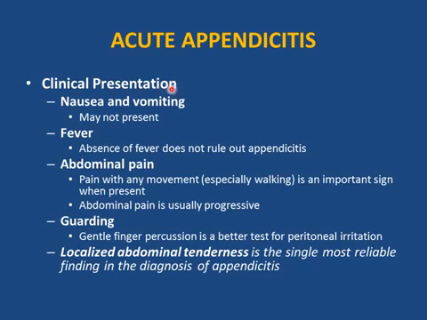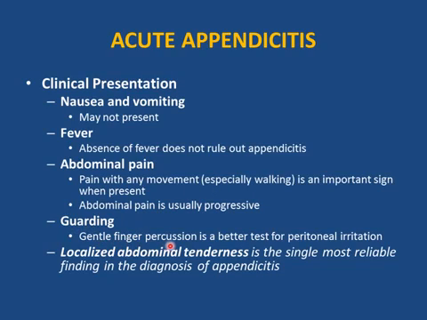Classic presentation of acute appendicitis: nausea and vomiting, but nausea may not be present, and absence of nausea or anorexia does not rule out appendicitis. Fever is classic or common with appendicitis, but absence of fever does not rule out appendicitis. Abdominal pain. The pain is classically worse with any movement, especially walking, which is a very important sign for appendicitis. Abdominal pain is usually progressive, different from gastroenteritis, where usually the pain keeps getting better with time.